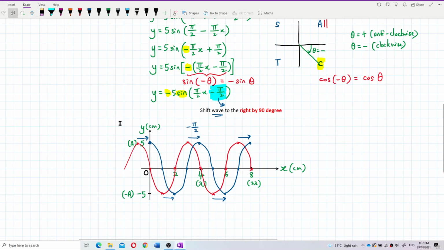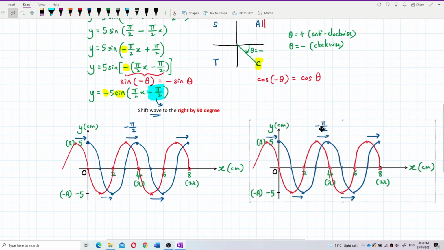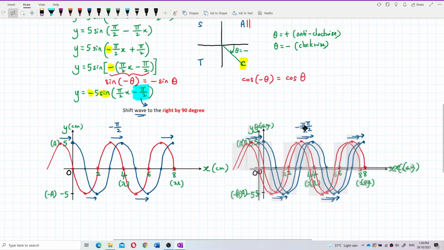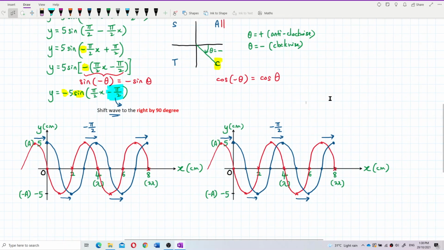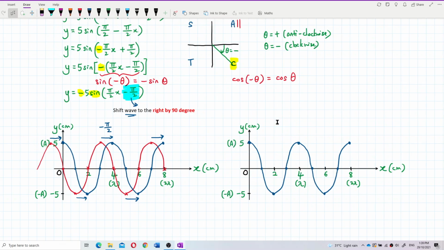Maybe I should rub off the original graph, then you can see clearer. So what graph does it become? Let me check. So it becomes this one. Just rub off the rest. So I remove the original graph. This is the final graph I get for this equation.